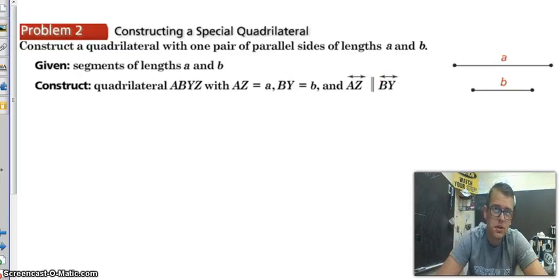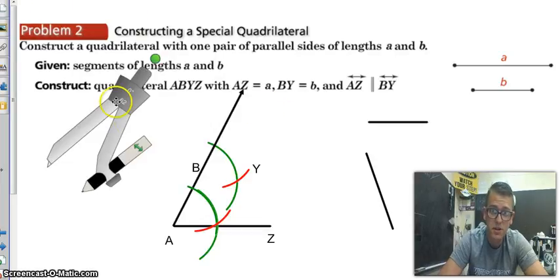All right, so on problem 2 here, we're asked to construct a special quadrilateral with one pair of parallel sides. Those are going to be our lines A and B, because the quadrilateral needs to be ABYZ, where AZ is congruent to my line A here, and BY is congruent to line B. So AZ, this line will be parallel to BY, that line. So we need to start by first setting up a ray, and then we need to find out how to make these parallel, because we can't just make it look parallel, we have to prove that it's parallel. So we're going to use the same method that we used in the last problem.